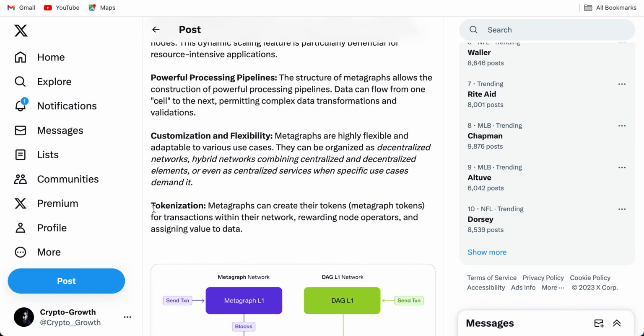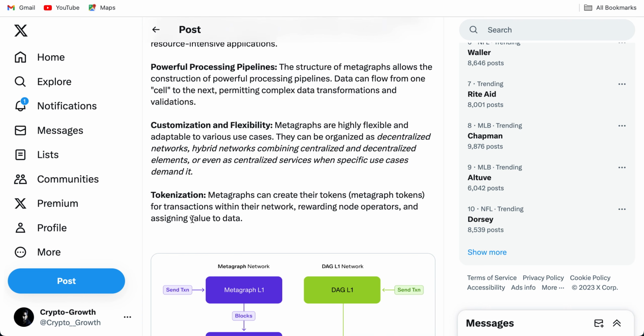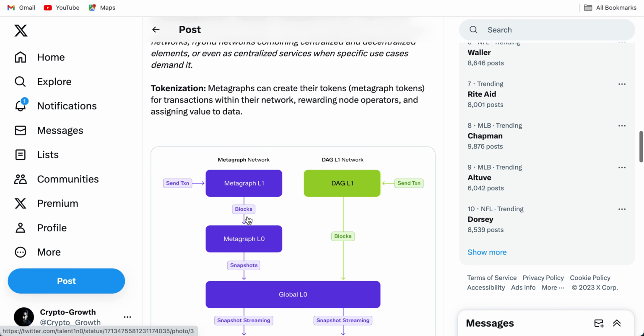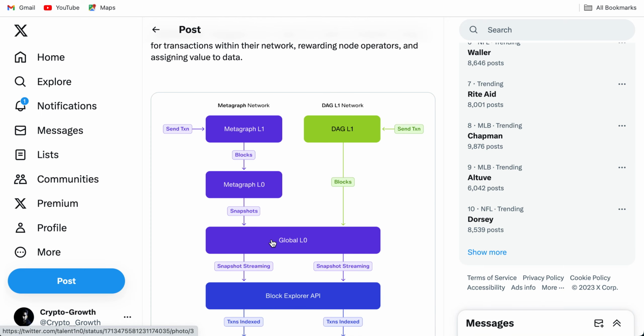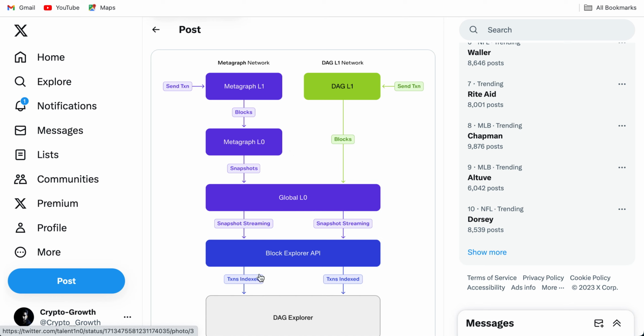Guys, this is huge in and of itself, the tokenization. Metagraphs can create their tokens, metagraph tokens, for transactions within their network, rewarding node operators and assigning value to that data. So basically, data is going to be tokenized. It's going to have its own value. The data packages might be used for buying and selling as well. There is going to be a function in terms of basically giving value to data, and buying and selling and all of those sorts of things. Anyways, check this diagram out.